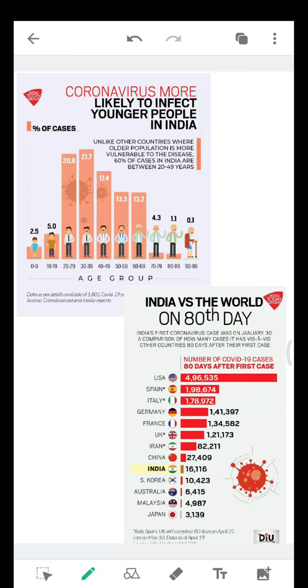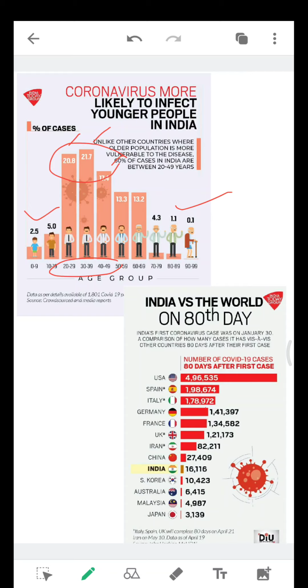Coronavirus more likely to infect younger people in India, it seems. So we have to be very careful. Unlike other countries where the older population is more vulnerable to the disease, 60% of cases in India are between 20 to 49 years. So looking at this graph you can easily understand, see here 20 to 49, the heights of these bars are long, and the older people are less likely, younger also less likely, but the age group of 20 to 49 are more likely to get infected with coronavirus. This is from the source India Today.